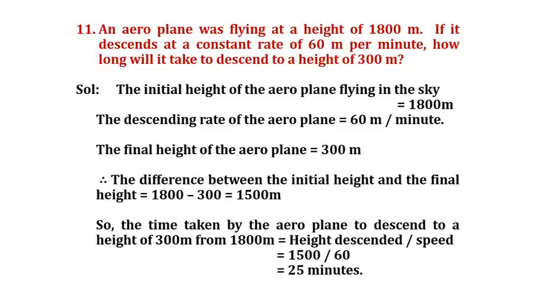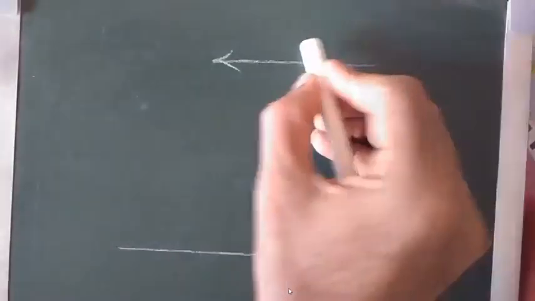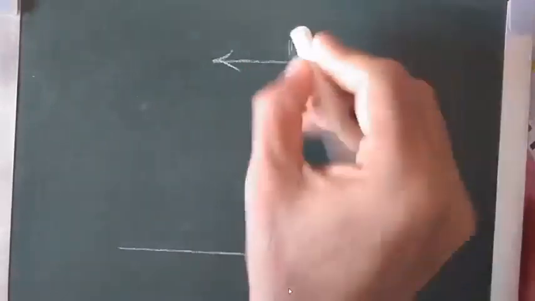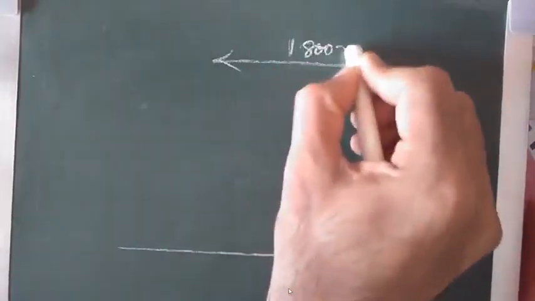So next, an aeroplane was flying at a height of 1800 meters. If it descends at a constant rate of 60 meters per minute, how long will it take to descend to a height of 300 meters? An aeroplane was flying at a height of 1800 meters. I will take a figure here. See here. So an aeroplane is flying at a height of 1800 meters. This is the horizon. So now it is the aeroplane path which is flying at a height of 1800 meters.